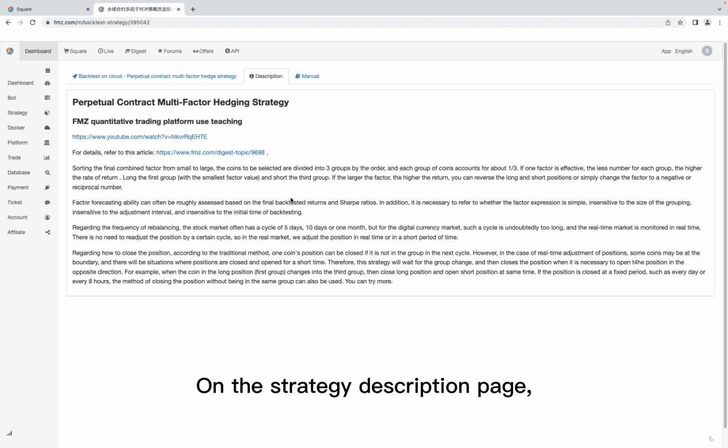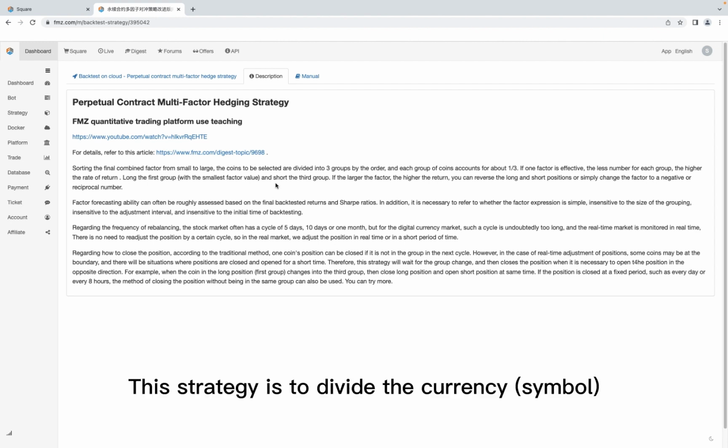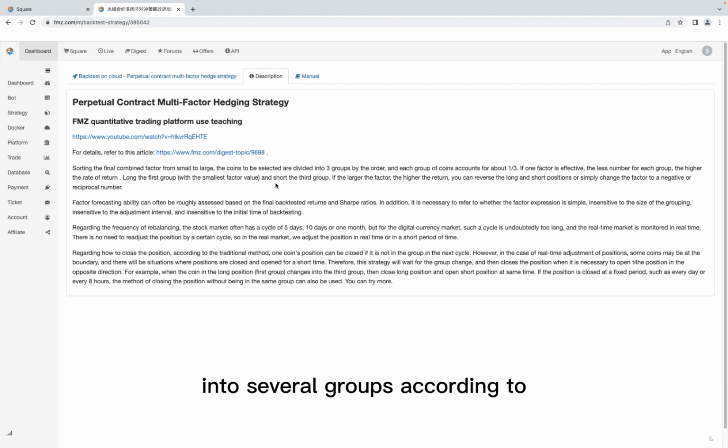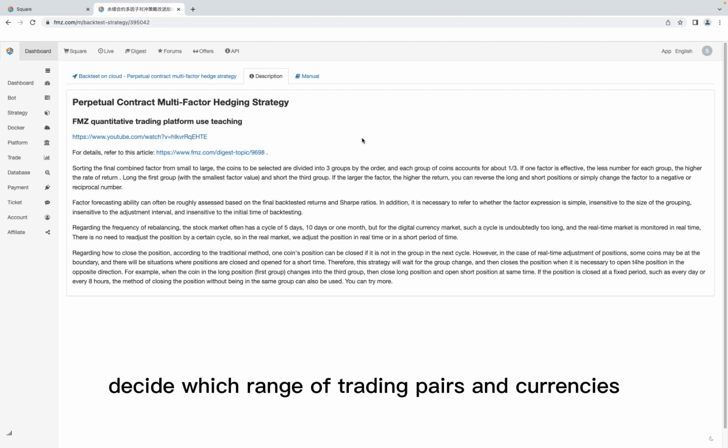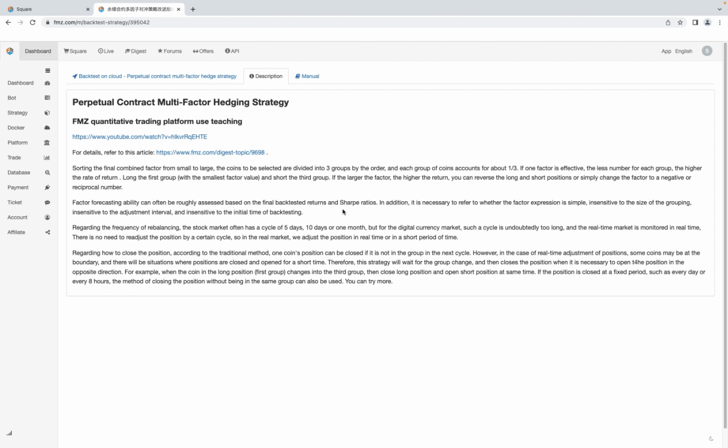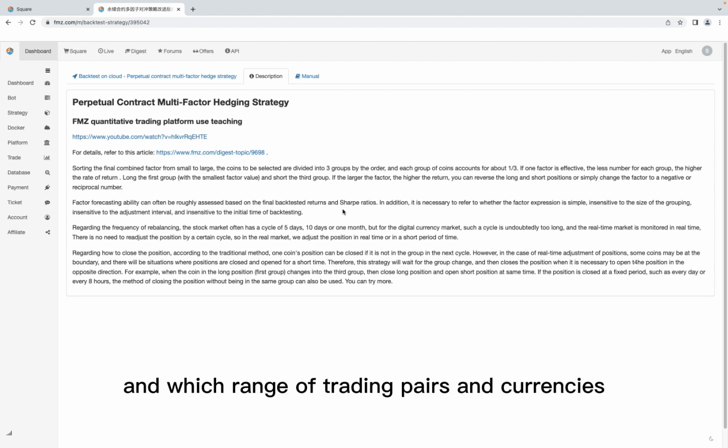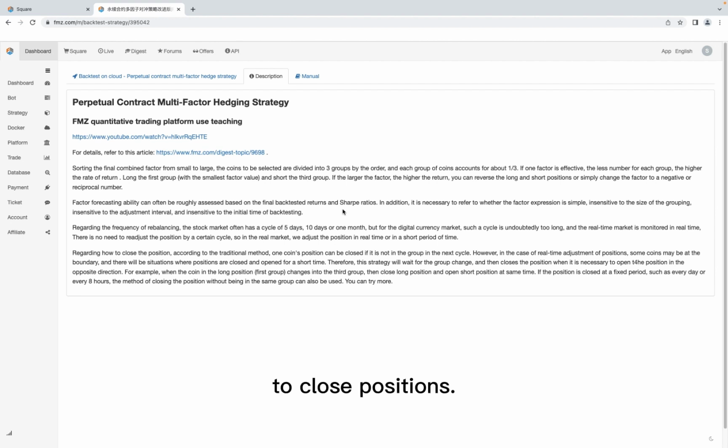On the strategy description page, we can see a simple introduction to the principle of this strategy. This strategy divides the currency or symbol into several groups according to the order of the comprehensive factors from small to large, and then decides which range of trading pairs and currencies in the ranking to open positions and which range of trading pairs and currencies to close positions.